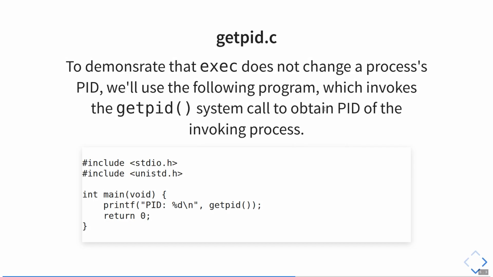Yeah, so just to make it very clear, to drive the point home, that exec does not create a different process. We're going to be using exec with this program here that I wrote called getPID, which all it does is just invoke the getPID syscall, which is only useful in this one lecture for this one example, to get the PID of the currently running process. So I'll show you this here.